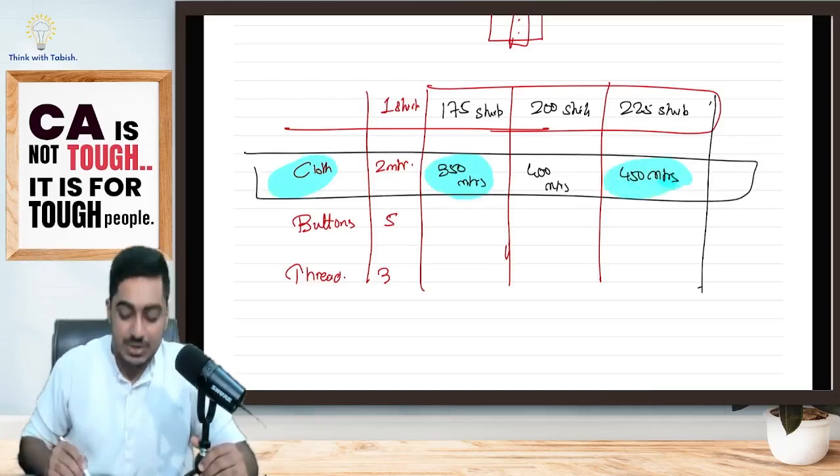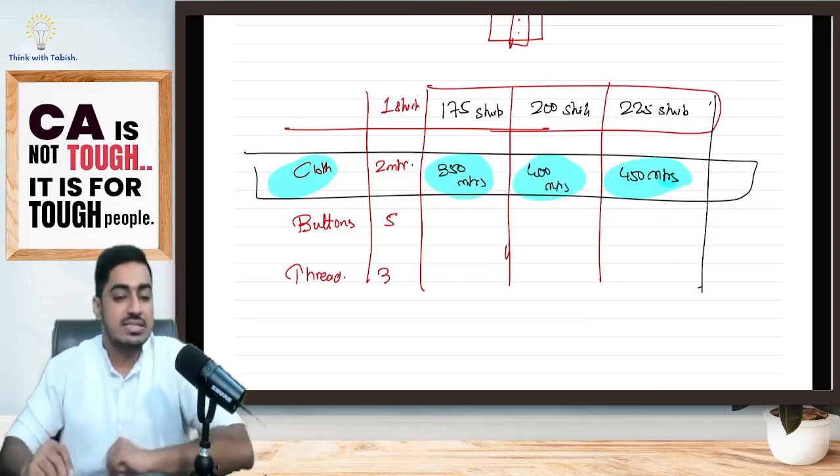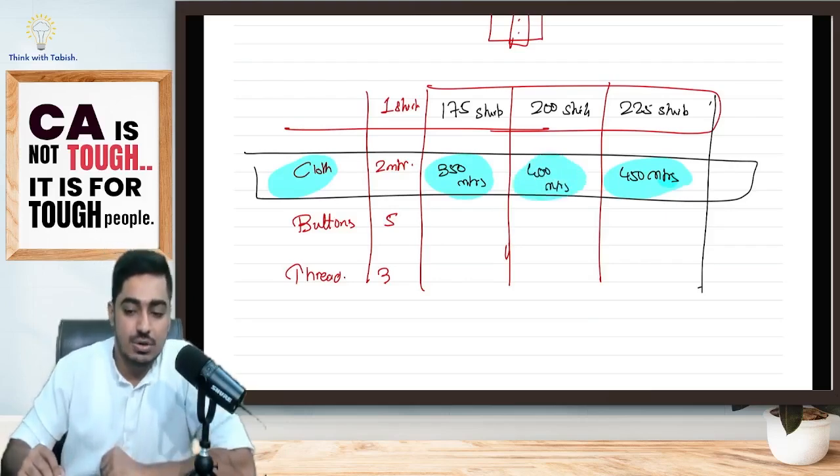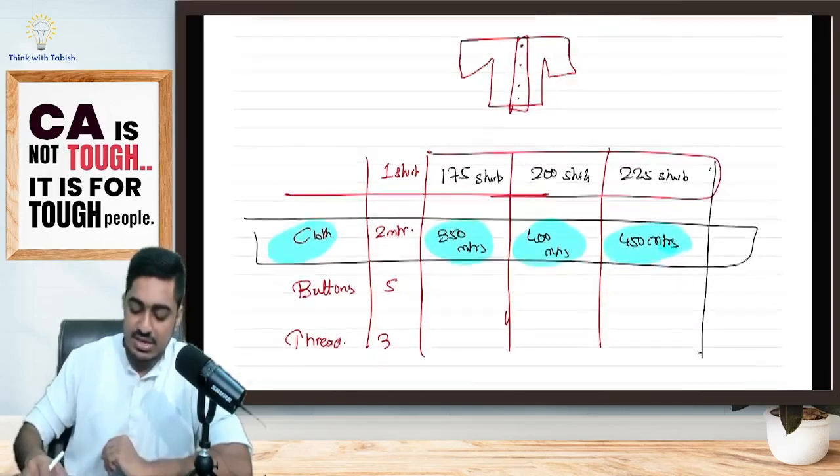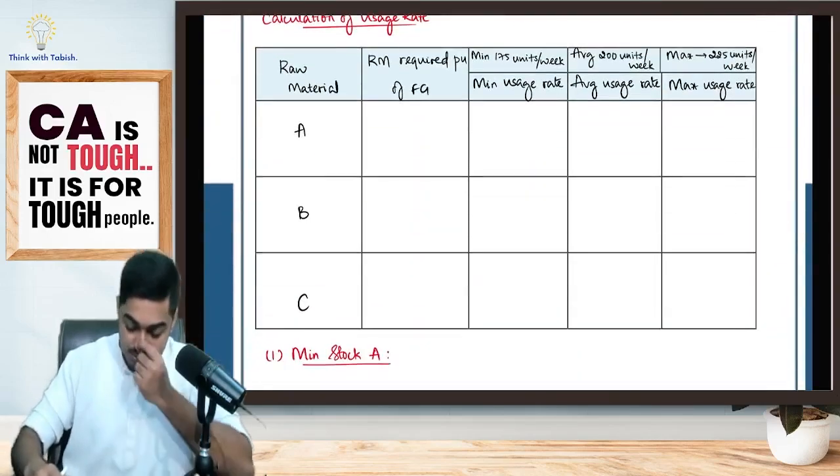Yes, on an average, how much am I using? 400. Is this clear, everyone? Yes or no? The same thing has to be replicated here. Pay attention. I have just given it with the help of an example so that you can understand.